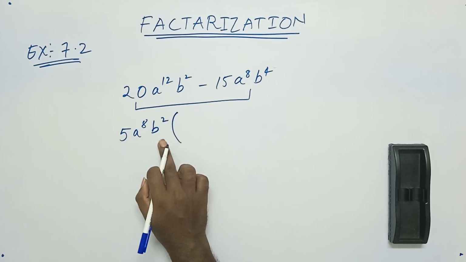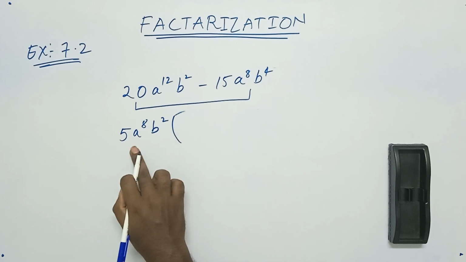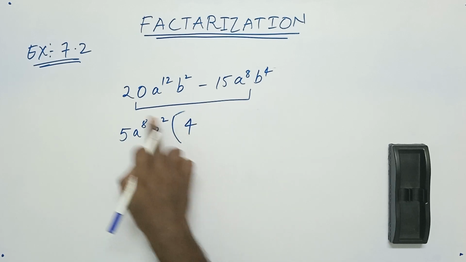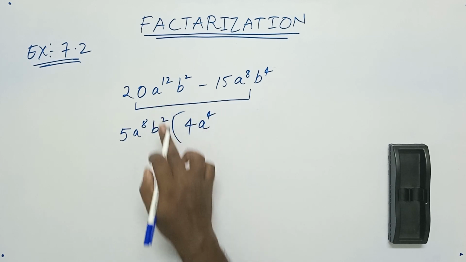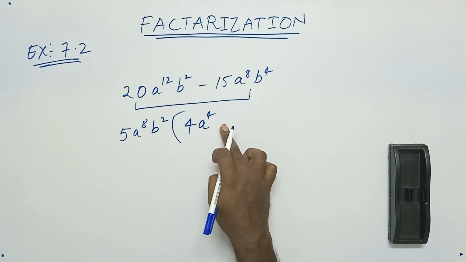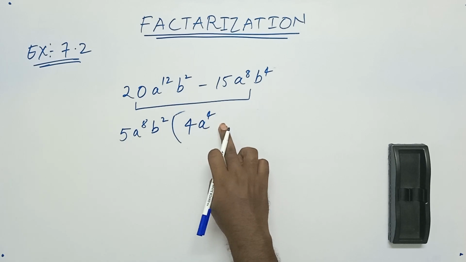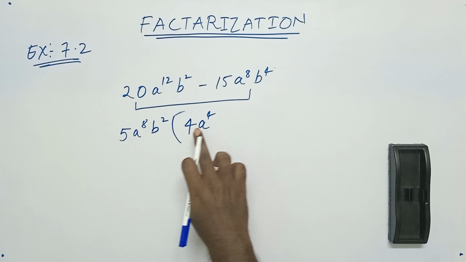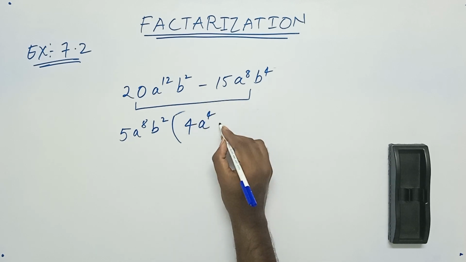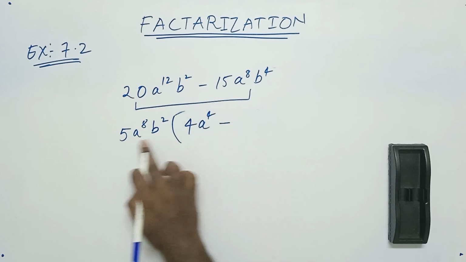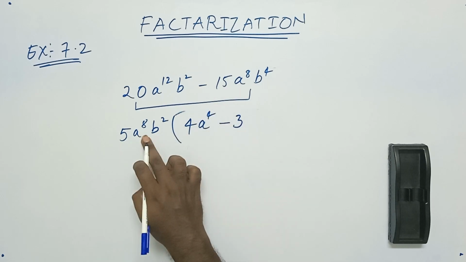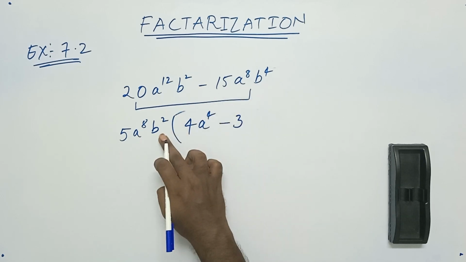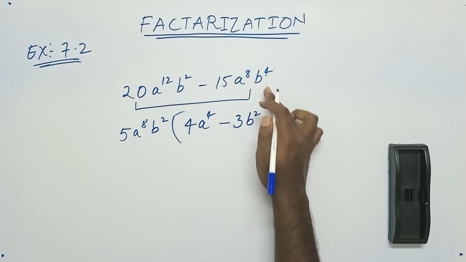Now we have taken the common. We divide the whole expression by 5 a power 8 b square. 5 4s are 20, right? a power 8 times a power 4 is a power 12. b square times 1 is b square. If you put 1, the value doesn't change, because 4 a power 4 times 1 is equal to 4 a power 4 itself, right? Now we are moving forward. Here we have a minus sign, so we keep the minus sign. 5 3s are 15. a power 8 times 1 is a power 8. b square times b square is b power 4.